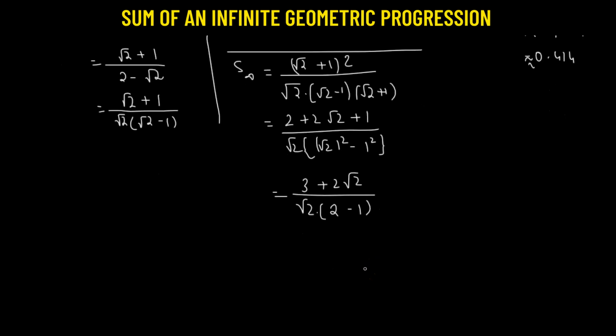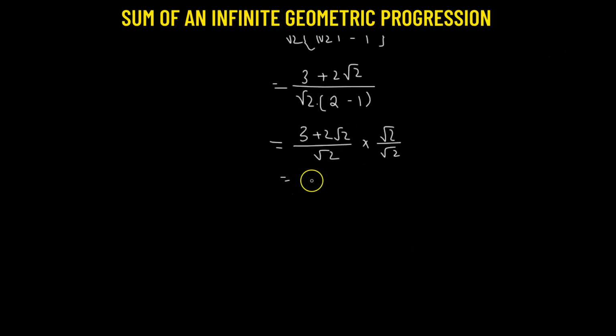Right. So that means we now have 3 plus 2 times square root of 2 divided by square root of 2. We're then going to multiply both numerator and the denominator with square root of 2 to get rid of the square root in the denominator portion. So we have 3 times square root of 2 plus 4 divided by 2. So that means we now have 2 plus 3/2 multiplied to square root of 2. So this is going to be the sum to infinity of the given geometric progression.